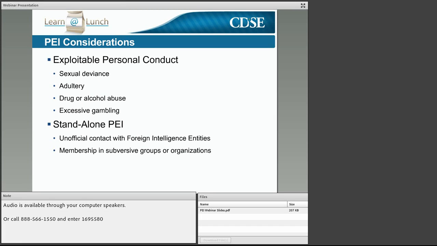Now for the last two, PEI. Exploitable personal conduct includes such things as sexual deviance, adultery, drug or alcohol abuse, or excessive gambling. One or more of these behaviors is usually a sign of deeper problems. There may be a combination of several disruptive life situations which could lead someone to commit espionage in hopes of solving his problems with money or feelings of self-importance. Some exploitable behaviors, such as sexual deviancy, could be photographed by representatives of a foreign intelligence service and then used to blackmail the cleared person into providing sensitive or classified information.